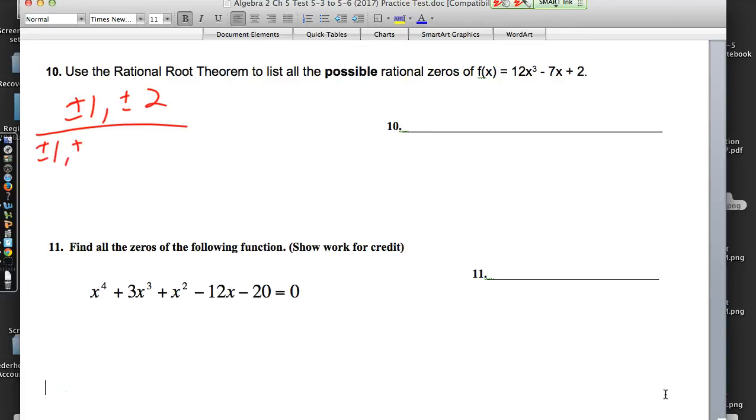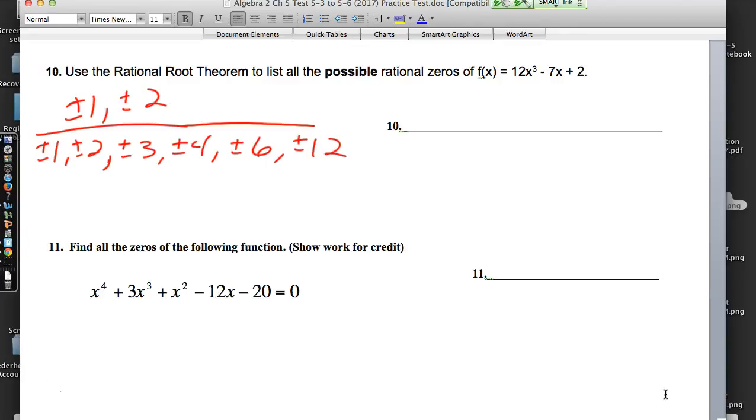1, 2, 3. Forgot my little plus or minus. 4, 6, and 12. Now we do have to write them up as separate fractions. So get yourself organized. I think I'm going to go through with the 1 on the top first.